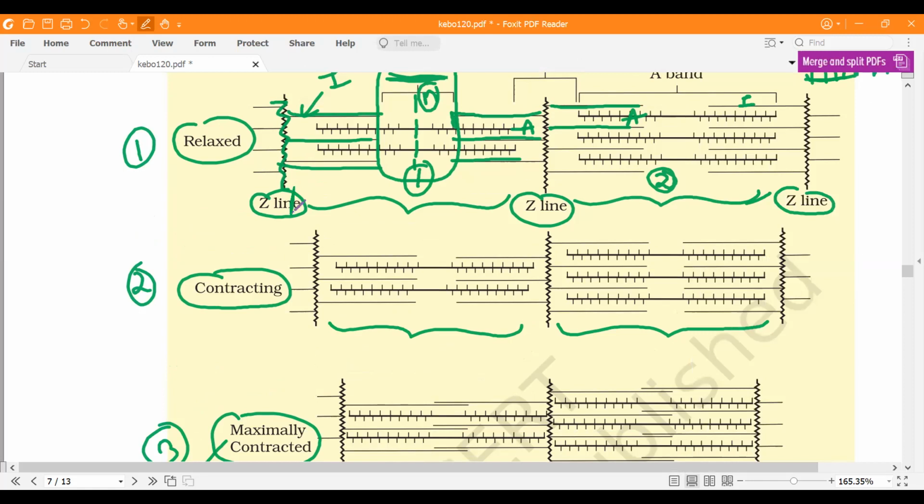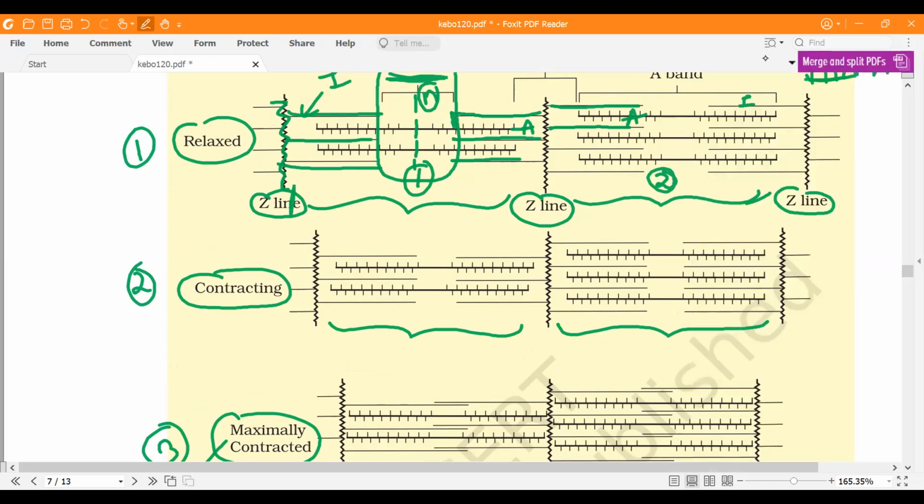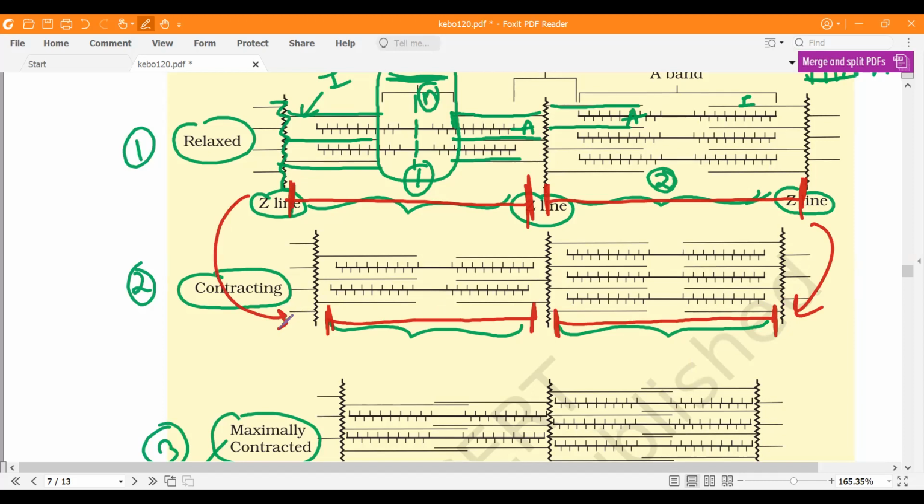Let me use some other color. If you see over here, this distance is quite more, but if you compare this distance to this one, it has decreased. This has decreased, yes or no? Yes, sir. So what it shows is that during contraction, the distance between two sarcomeres will decrease. Got that?